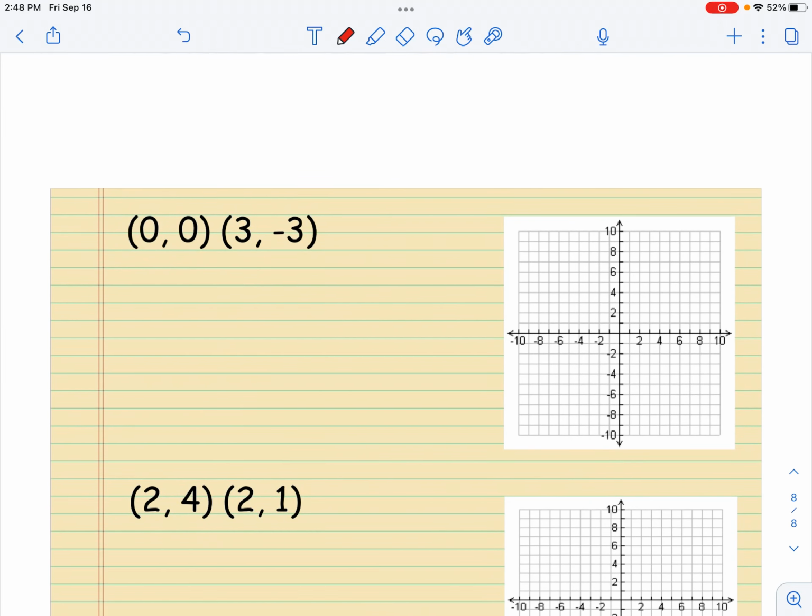All right, you can go ahead and pause the video here. See if you can find the slope on these ones and then graph, and then start the video again, and then you can check your answers with mine.